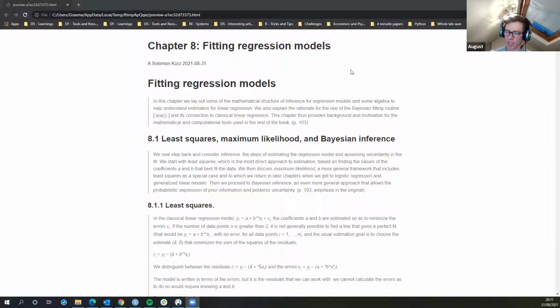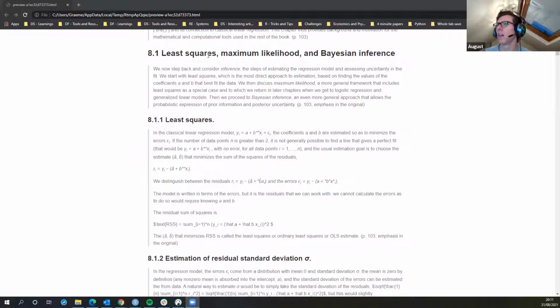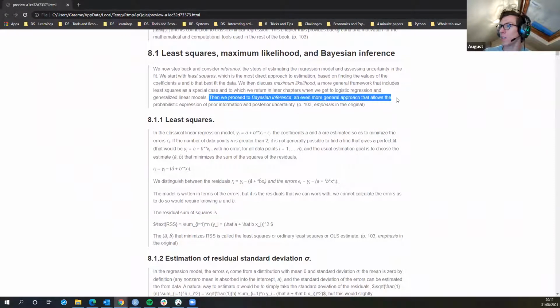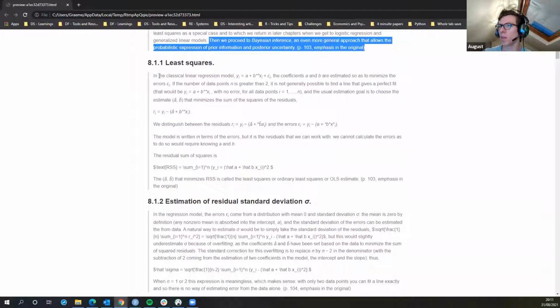So this chapter is about fitting regression models, which is pretty straightforward kind of thing that we tend to do. It says in this chapter we lay out the mathematical structure for inference for regression models, and they'll go over some algebra. It's going to go over least squares, maximum likelihood, and Bayesian inference. Now, I haven't actually finished the last 2 pages of this book. It's been quite busy, so hopefully we can learn that a bit together.